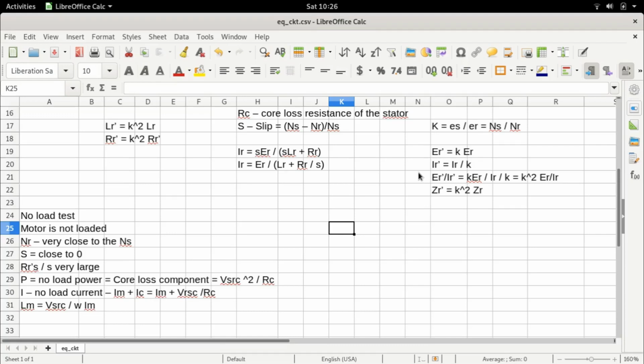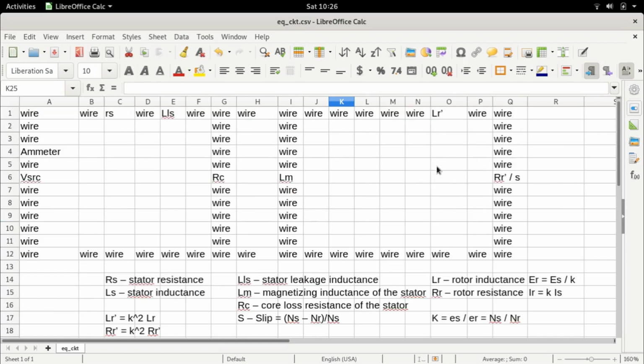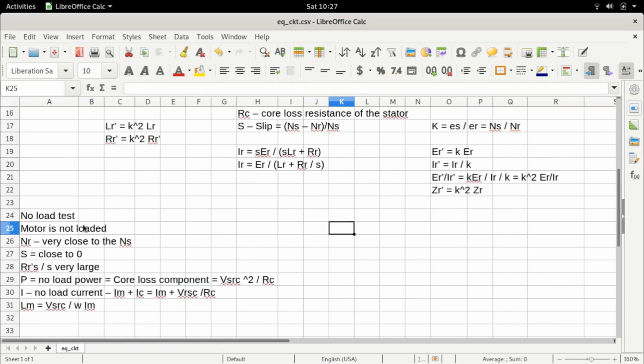Hello everyone and welcome back to this next lecture in the machine simulation video series. This is where we had left off in the previous lecture, where we had taken the single phase equivalent circuit of an induction motor, specifically of a single phase squirrel cage induction motor, and we had talked about how we can use the no load test to estimate some of the parameters of the equivalent circuit.